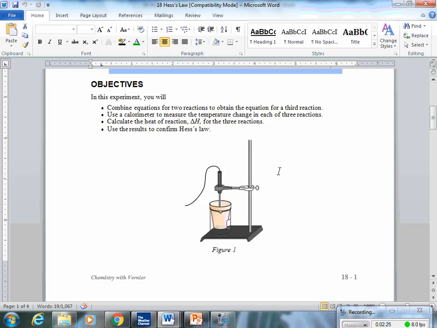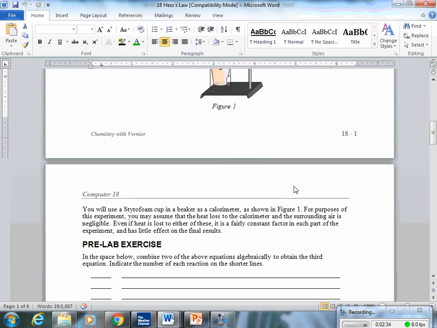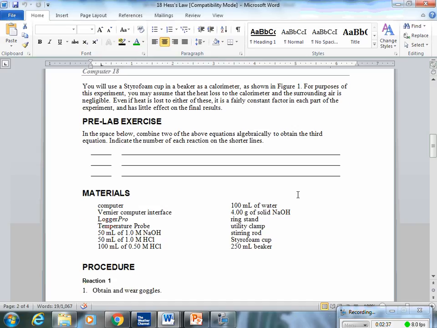The big thing to remember is make sure that your utility clamp is not so tight that you break the temperature probe. Okay. Now, a pre-lab exercise that you need to do, it says in the space below, combine two of the above equations algebraically to obtain the third equation. So you have to look at the three equations that we just talked about and see which two add up to equal the third one.